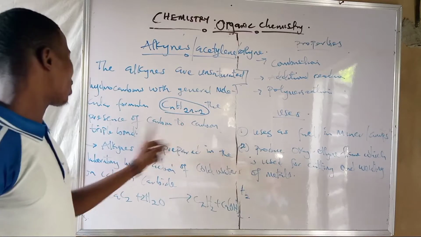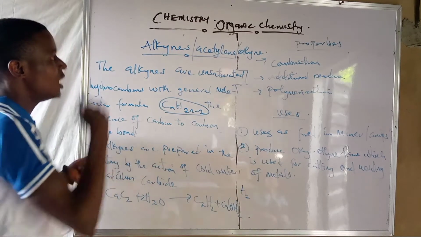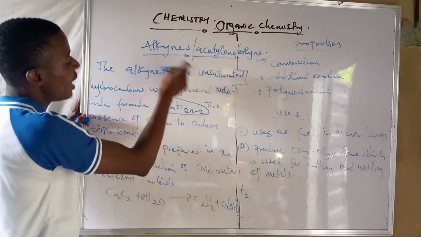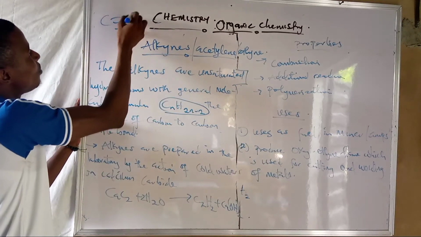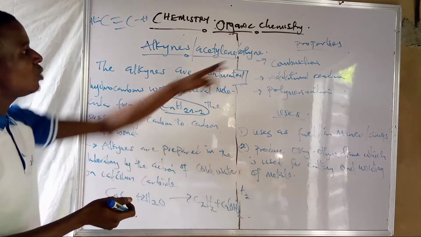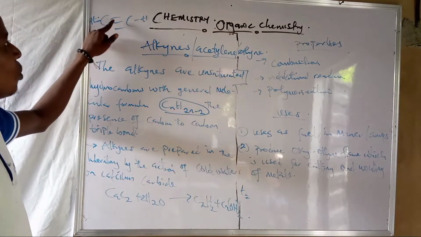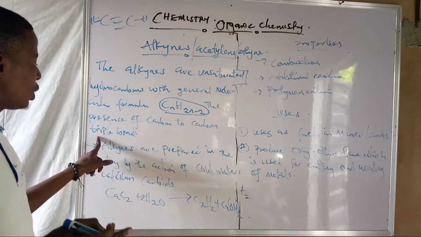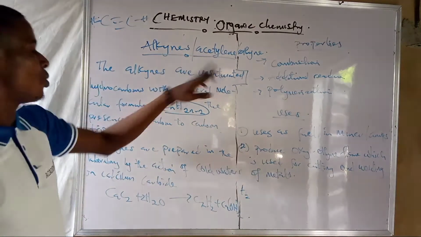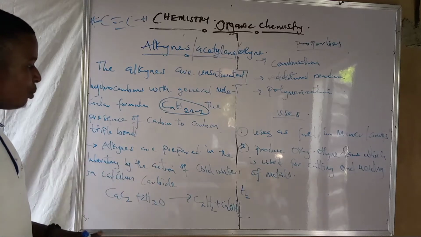The presence of a carbon to carbon triple bond, I've made mention of this. These are examples of alkynes. This is the first one, ethyne. If you can see, it has a carbon to carbon triple bond. We have three bonds: 1, 2, 3. So that is why it is unsaturated. Let's move on to the preparation now.